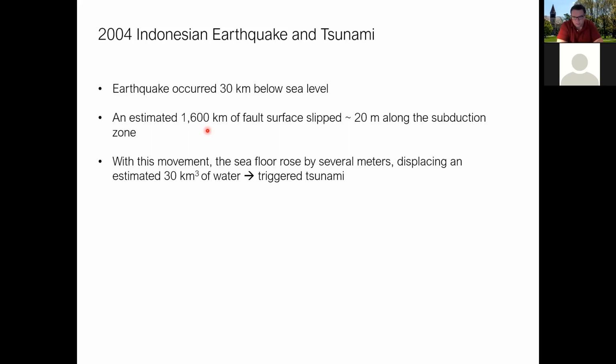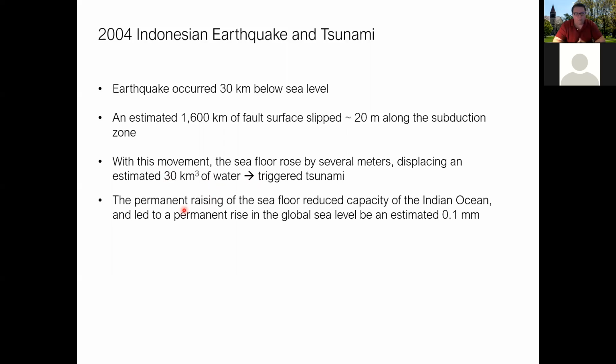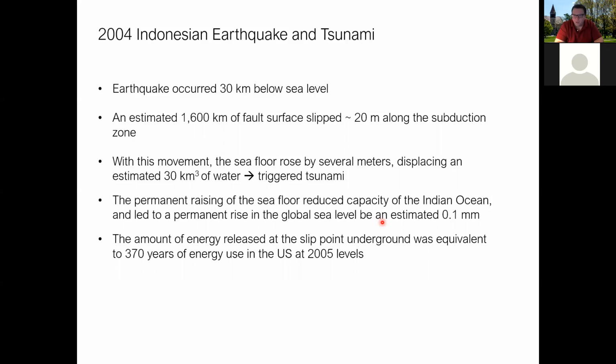Basically, what you could see here is that this relocated about 30 cubic kilometers of water to trigger the tsunami, and actually, for the record, permanently raised the seafloor in that area. So the rock's actually been displaced such that in that area you can still see nearly 20 meters of displacement. And because of the repositioning of the ocean bottom, it permanently changed the global sea level by about 0.1 millimeters. That might not sound like very much, and it really isn't on a global scale, but it's pretty impressive to think about an event in one area that actually causes the whole global sea level to be reconfigured, if you will.